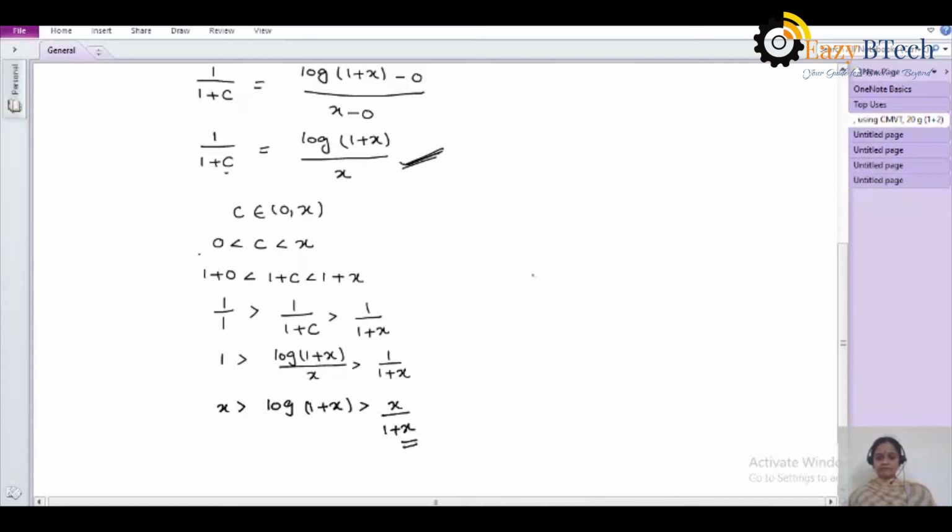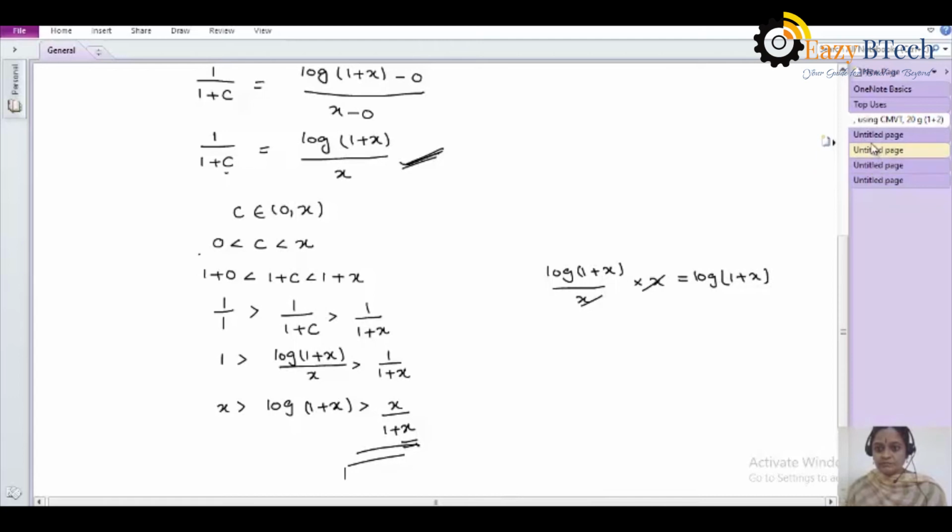So what will happen in the middle term if you are doing the multiplication with x? The middle term is log(1 + x) by x. If you are doing the multiplication with x here, then x will be cancelled. The middle term value is log(1 + x) only. Now this is the proof of the question here.